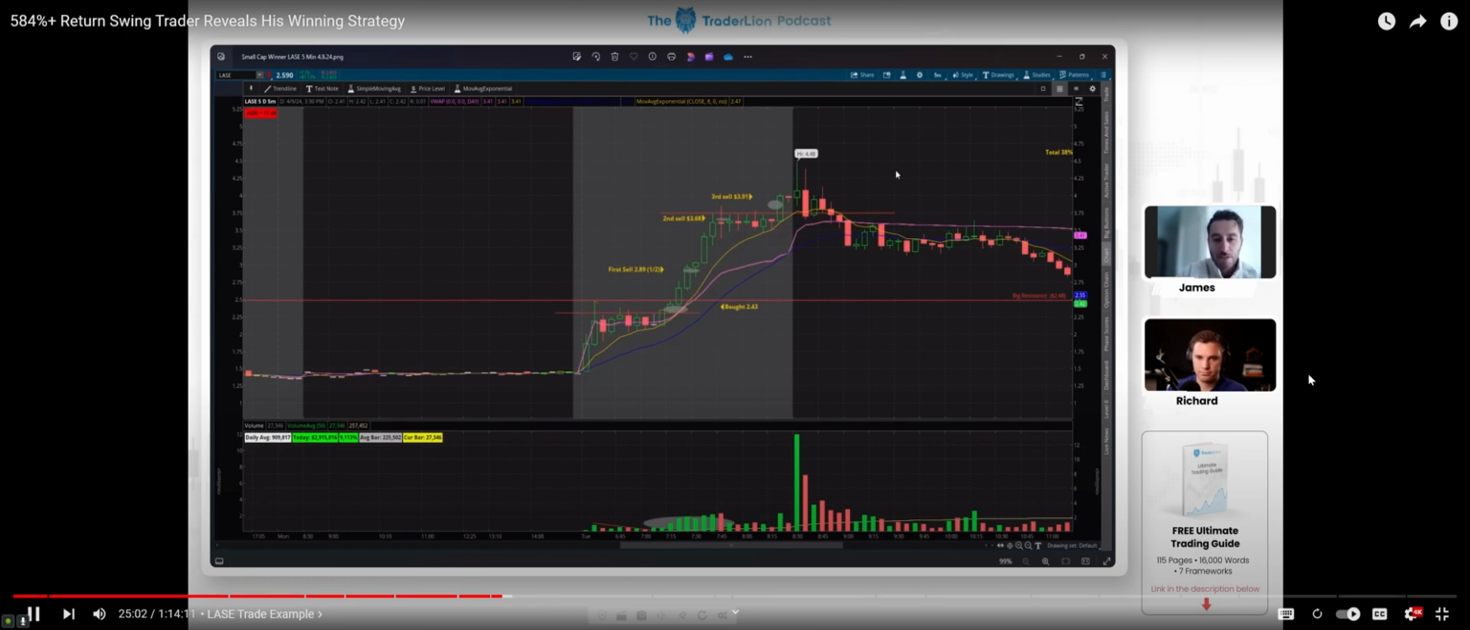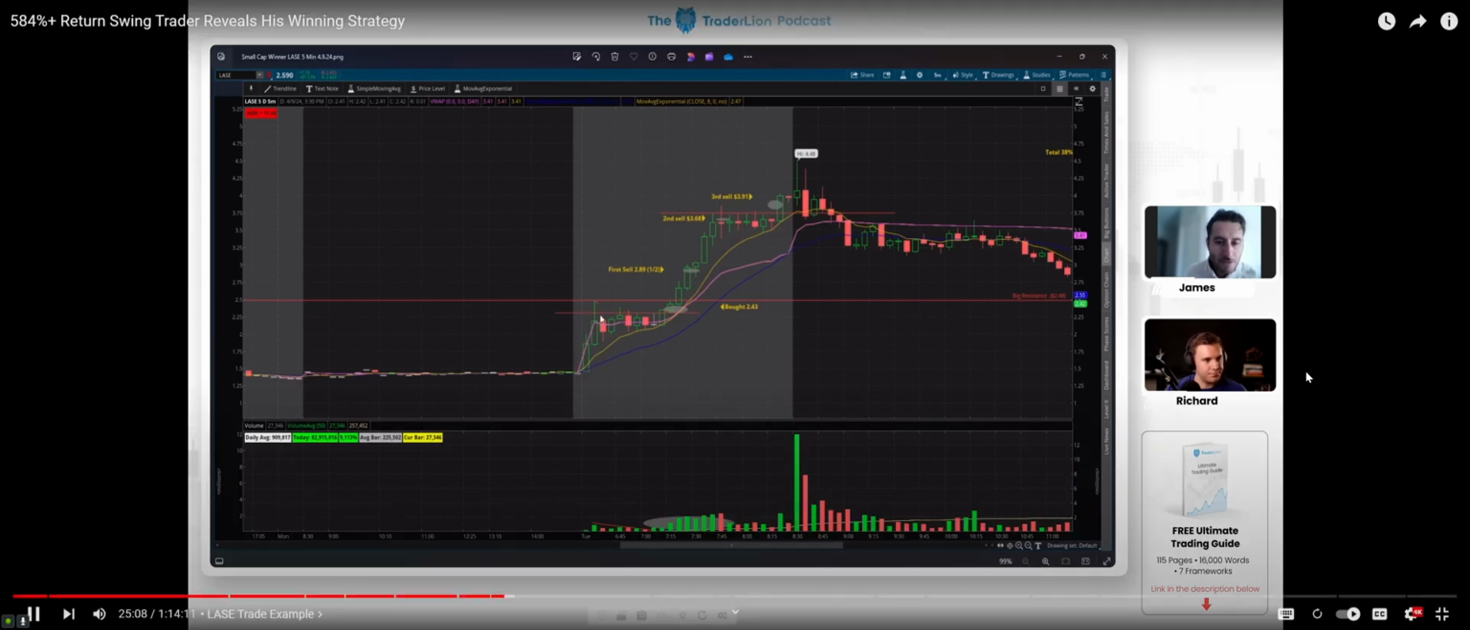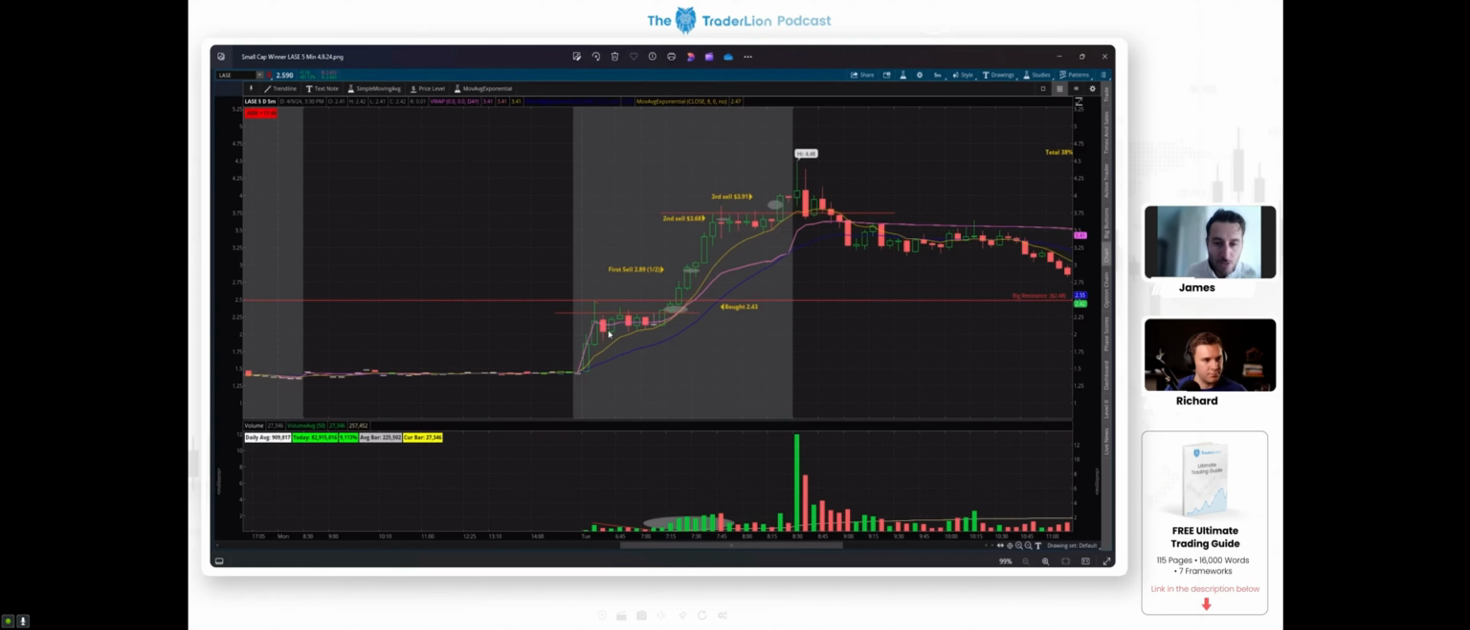You'll see on the left side right there, it's kind of like a flag almost. You see it comes out left, does this mini VCP right here. It just tightens up, but you can see there's barely any selling. This is the 8. I use the 8 moving average. I like it when it's tight above the 8. That gives me even more conviction.